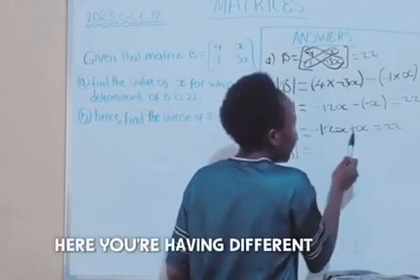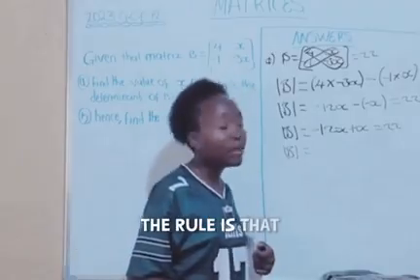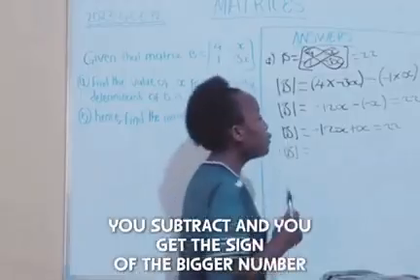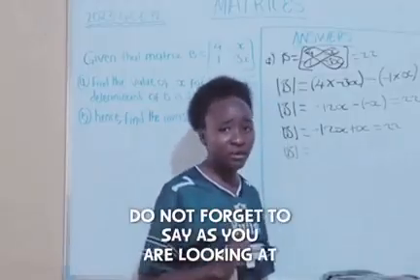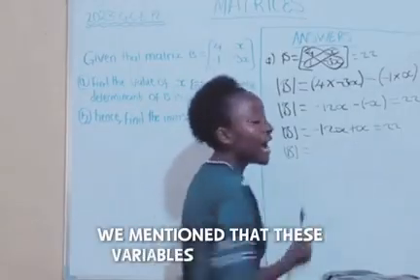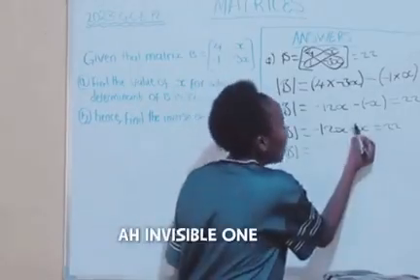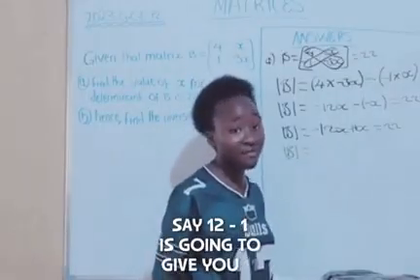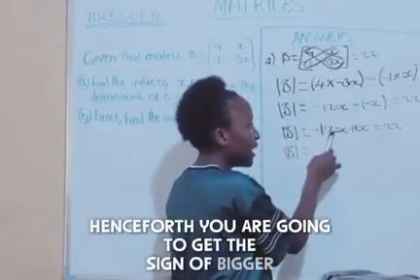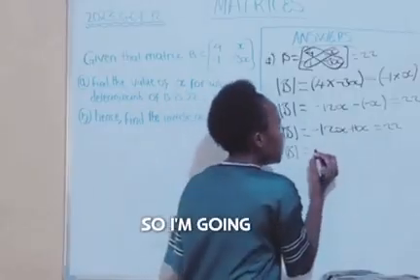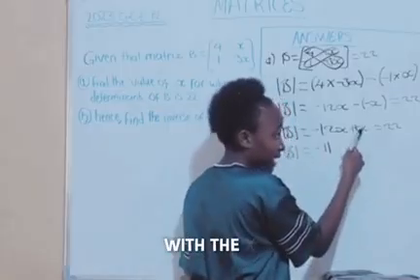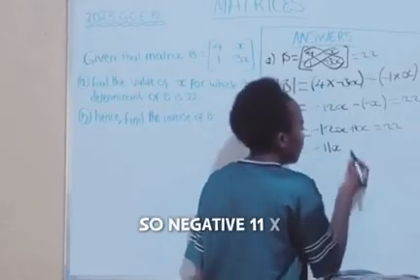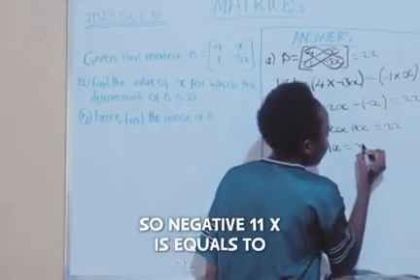Here you are having different signs. When you have different signs, the rule is that you subtract, and you get the sign of the bigger number. Do not forget, as we are looking at algebra, these variables have an invisible 1 that you cannot see. So just take for instance 12 minus 1, which is going to give you 11. Hence you are going to get the sign of the bigger number. 12 is bigger than 1, of course. So you are going to say negative 11 with the x. This x here, okay? So negative 11x is equal to 22.